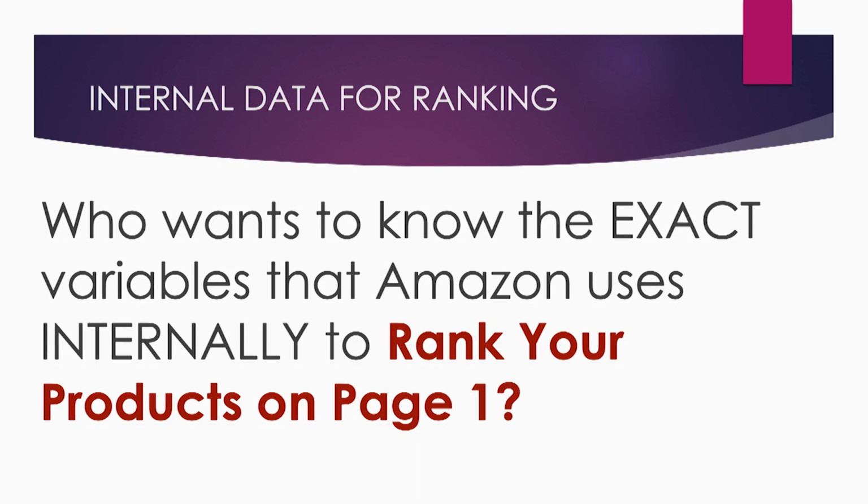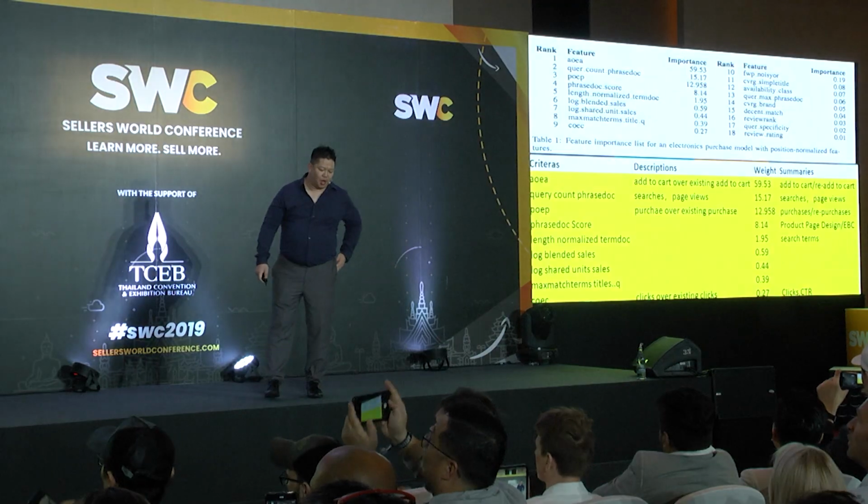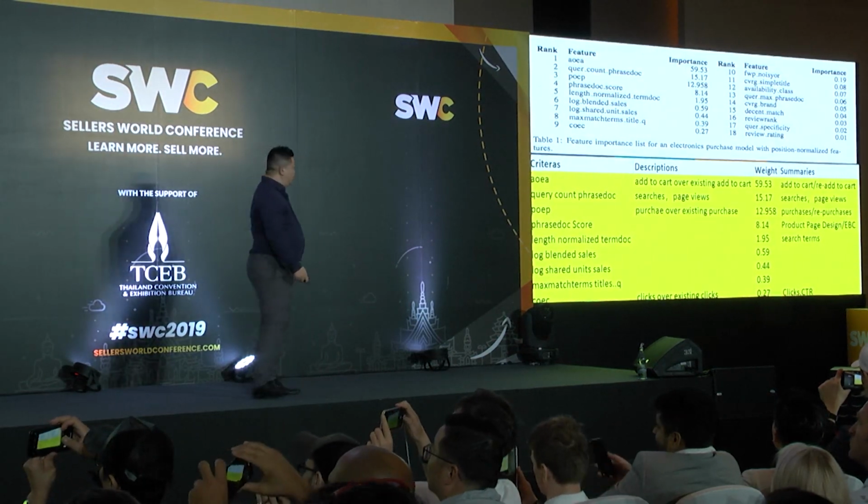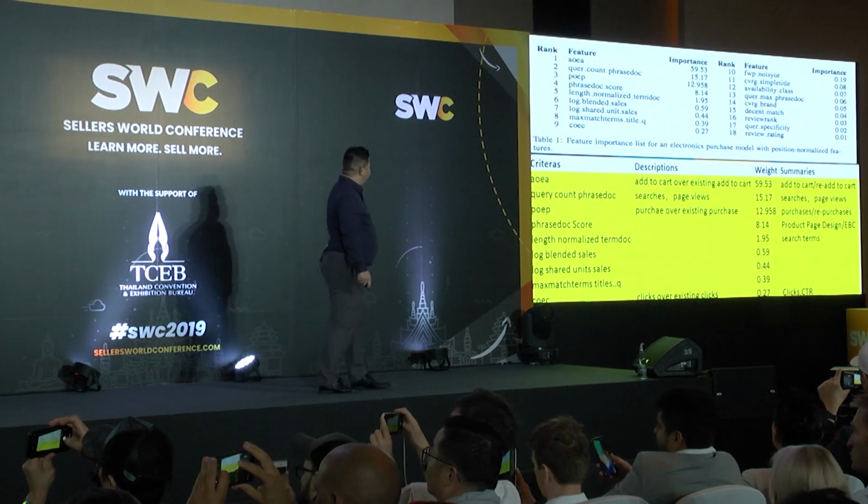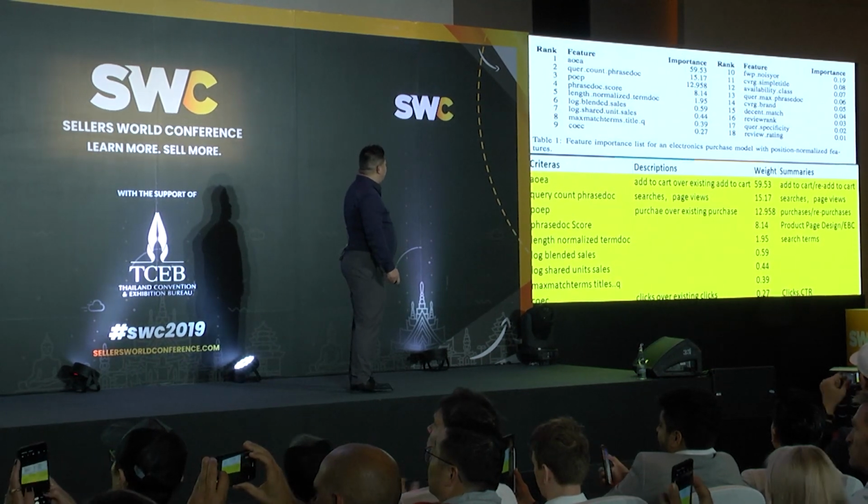So who wants to see some internal data for ranking? Like how does the A9 algorithm really work? You guys want to see it? Okay, so here's the ranking right here.